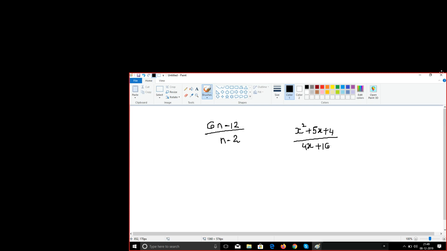Is it x plus 1 over 4? Yes, that's correct. Okay, now see this one. x squared minus 4 divided by x squared plus 4x plus 4.